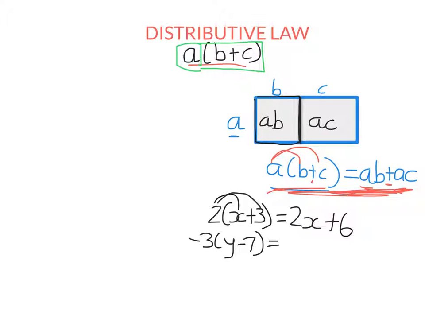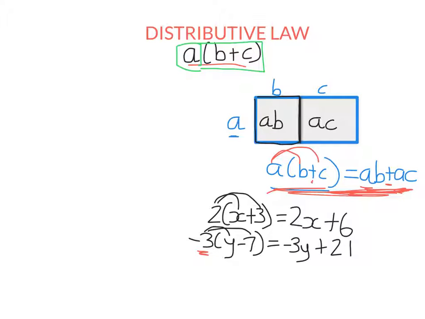If we look at this second example here, we've now got a negative out the front, but we're not going to do things any differently. We just have to be careful regarding the signs. So minus 3, we distribute it to the first thing inside the brackets, and then we distribute it to the second thing. But minus 3 times minus 7 is positive 21, so I put a plus there.